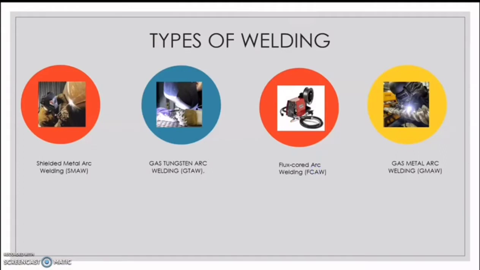These are the types of welding: shielded metal arc welding, gas tungsten arc welding, flux core arc welding, and gas metal arc welding. We will be focusing on shielded metal arc welding, SMAW.